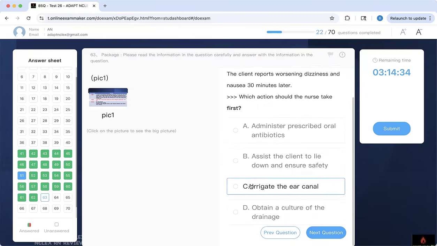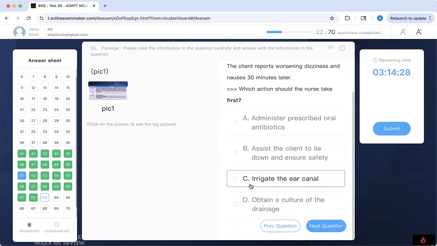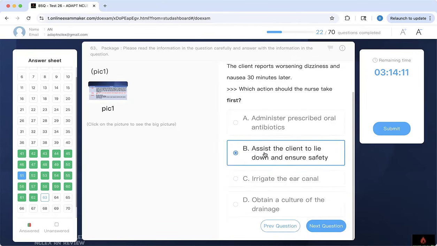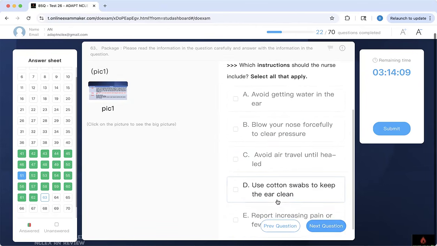The client reports worsening dizziness and then nausea after 30 minutes. Which action should the nurse take? Condition is getting worse. Administer prescribed antibiotic. Assist the client to lie down and ensure safety. Irrigate the ear canal. Obtain a culture of the drainage. What do you think? The condition is worsening. Safety is the key. Because of vertigo, you're going to fall. Therefore, put them in the safety position.